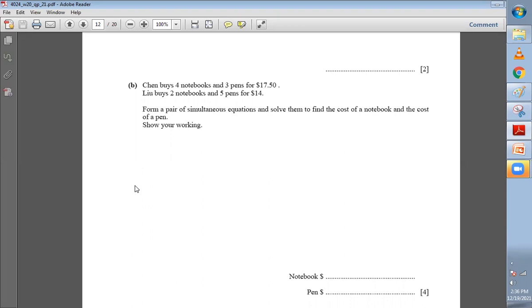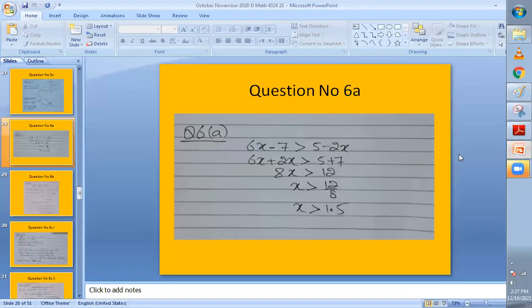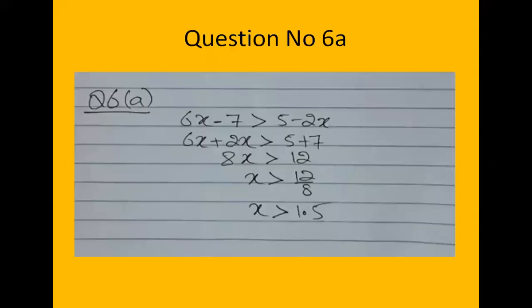Okay, it's a 4-mark question. Suppose the price of 1 notebook is N and the price of 1 pen is P. So 4N plus 3P equals 17.50, and 2N plus 5P equals 14. So this is how you get your simultaneous equations, and then we will solve them. Let me show you how I have done this.